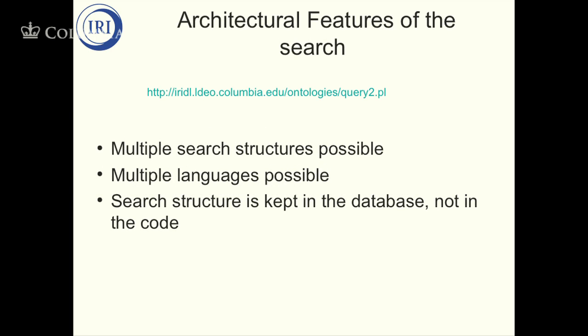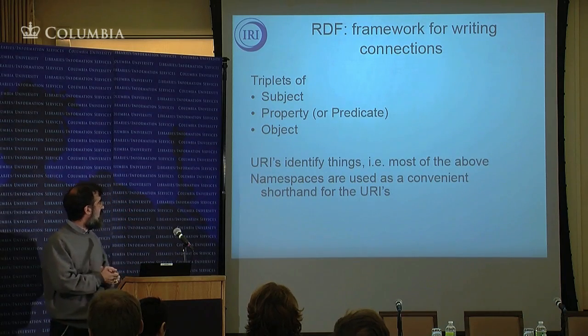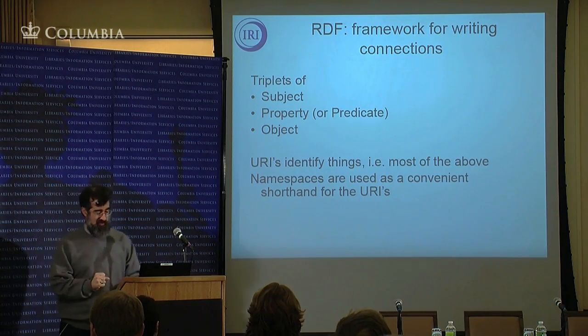But that's specific. Now let's go on to what's really interesting, which is this RDF technology. RDF is a framework for writing connections. And it's all about triples. What it does is it reduces all the information into little triplets, which are subject, predicate, object. And I'll give you examples quickly. The other bit of this is that URIs are used to identify things. So a particular subject will have a URI, a particular predicate will have a URI, and many objects will have URIs. And the other bit about URIs is that namespaces are used as a convenient shorthand.